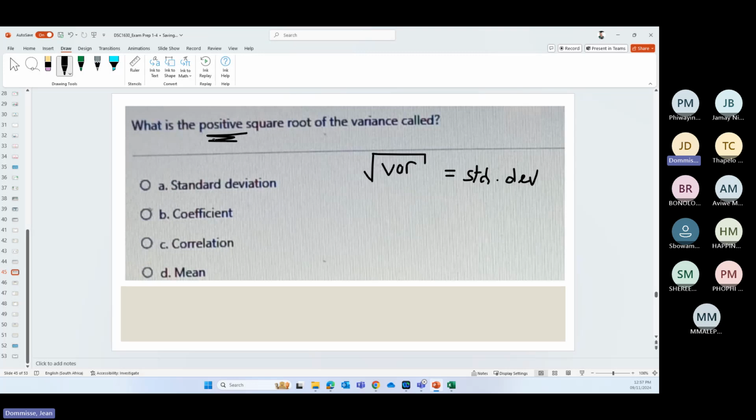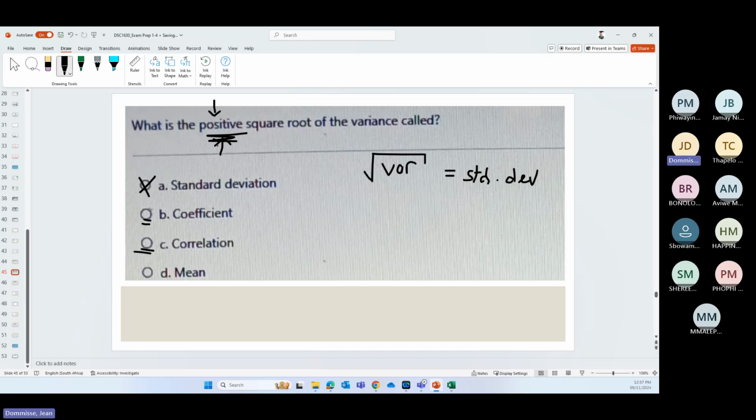Positive or negative, it doesn't make any difference. But this was thrown in to make you start thinking about correlations and coefficients as well. So the right answer is standard deviation. But what they've done is deliberately thrown that in to make you think about the link between the correlation coefficient and the coefficient of determination.